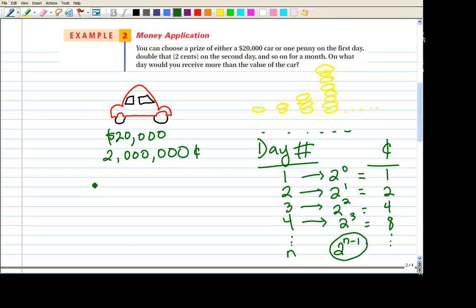So I'm trying to figure out on what day the amount of money that I get will be greater than the number of pennies that are equal to the worth of my car. Perhaps it'd be a little more efficient, instead of writing 2 million each time, to change this to 2 times 10 to the 6. So let's use scientific notation there. So we're looking for when 2 to the n minus 1 is greater than 2 times 10 to the 6th.